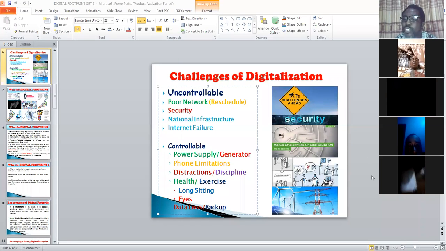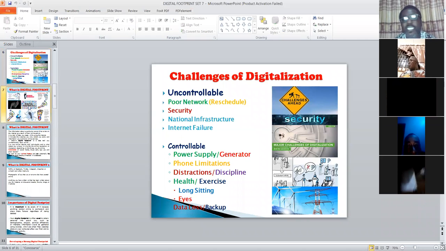So these are the things you need to understand and understand it very well. Your eyes should be protected. Then, of course, that could be data loss, and what we need there is backup. Now, we are going to the last aspect of this, which is digital footprint.